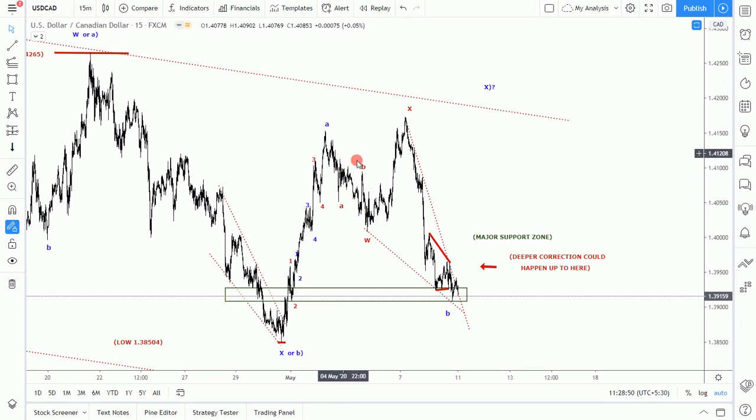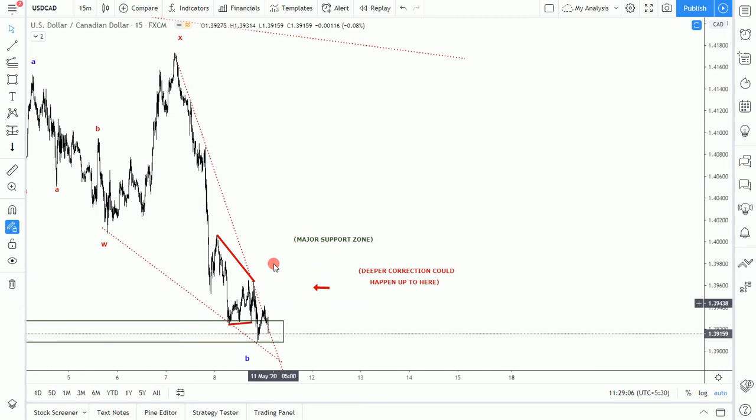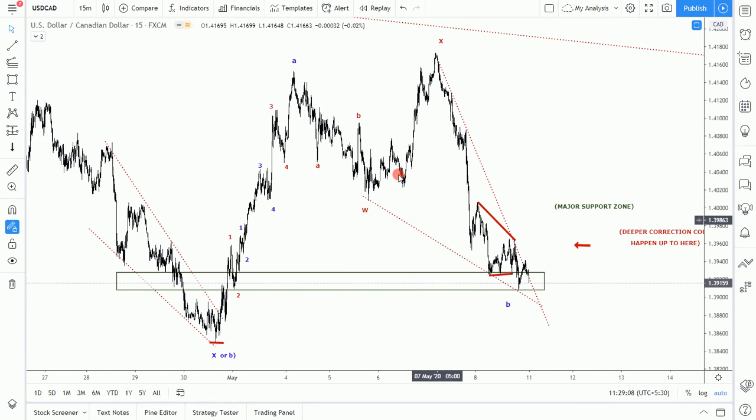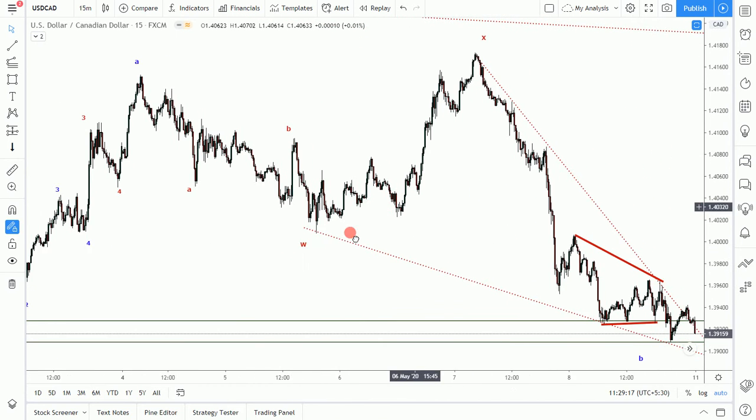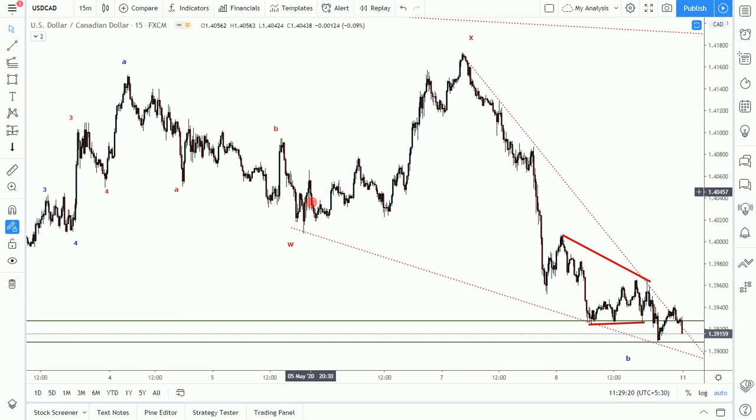After I exited, it shot up, and after watching it closely I entered again here at this support zone, but only a part. I didn't take the full position here. I took a part and was expecting, if it is a simple correction A, B, C, it has a chance to shoot here. But what it did is, this is an A, so this is a B. Here is also a five-wave structure, so this could be a leading diagonal also. For me it's a doubt.